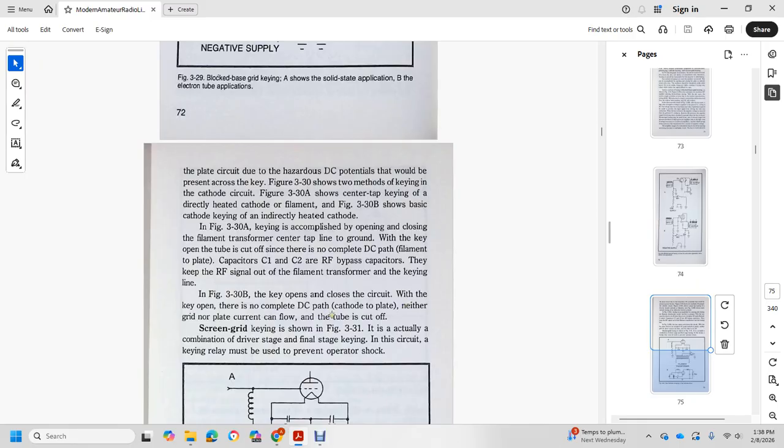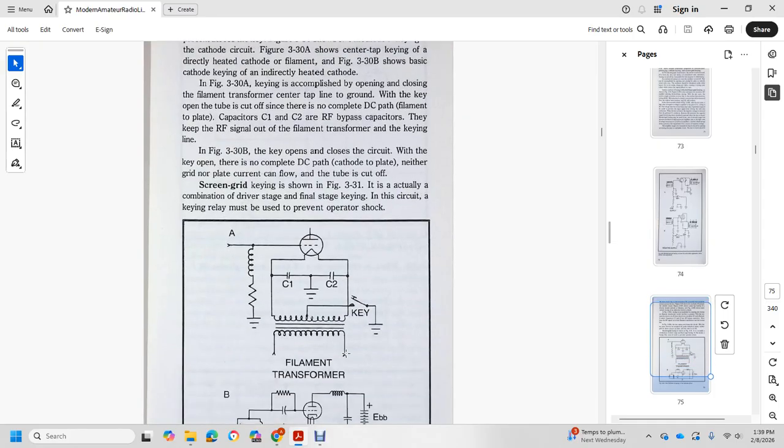Screen grid keying is shown in figure 331, actually a combination driver stage and final stage keying. When the circuit is keyed, a keying relay may be used to prevent operator shock.